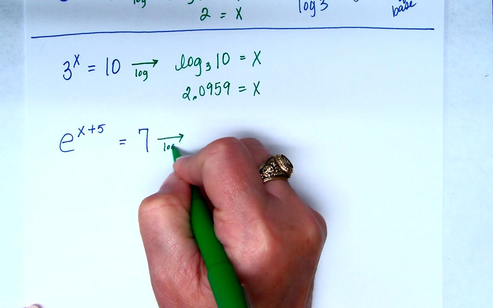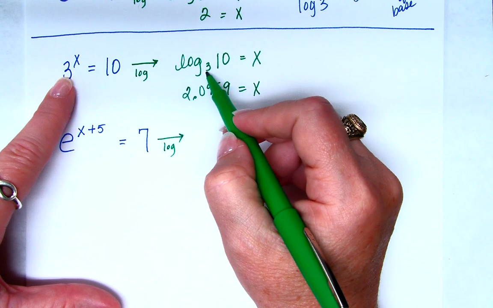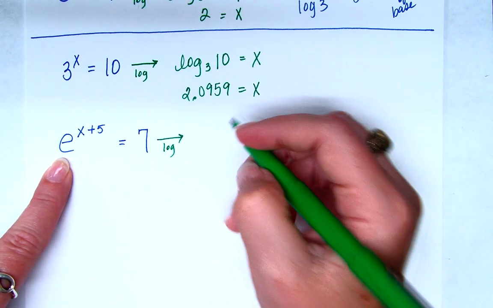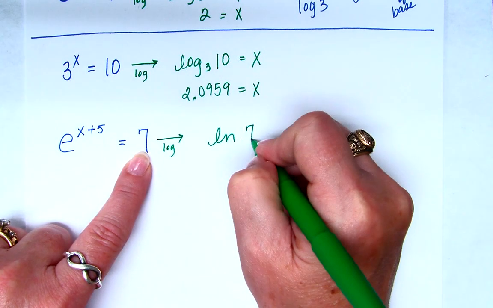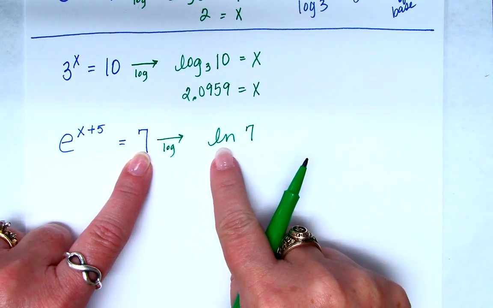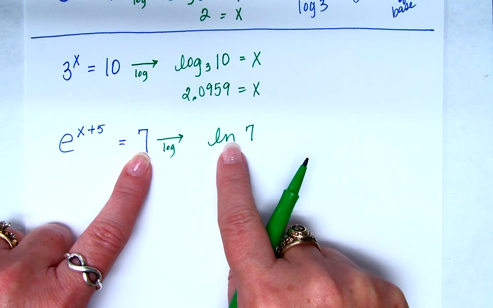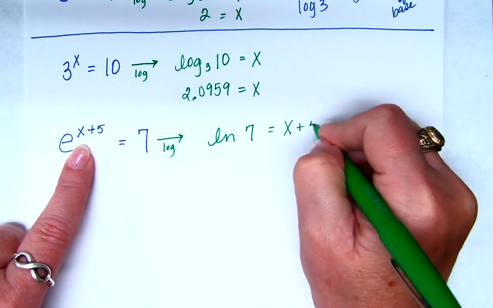Logarithmic form. Okay, so here I wrote log base e because that was what the base was. Do I write log base e? I write ln. Very good. ln of 7. So ln stands for what again? Natural log. I know it's backwards. It's fine. Okay. Equals x plus 5.